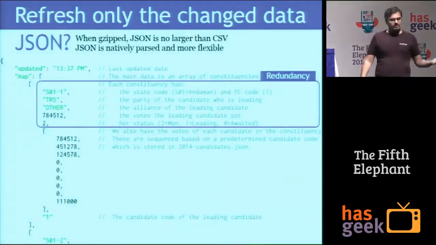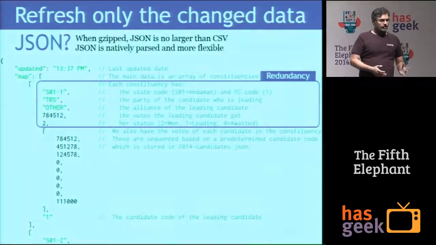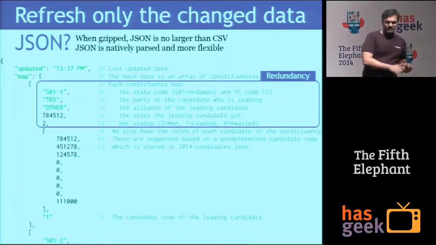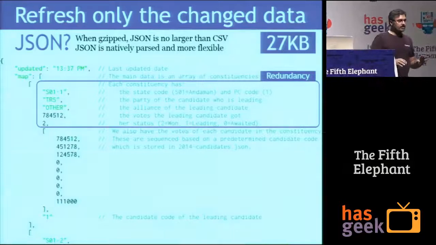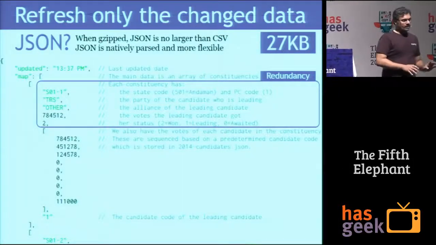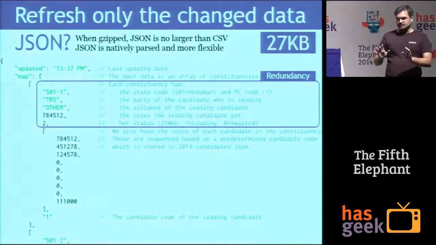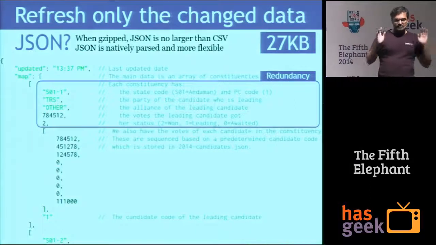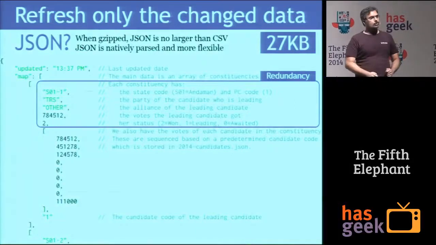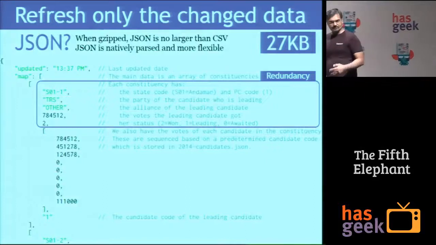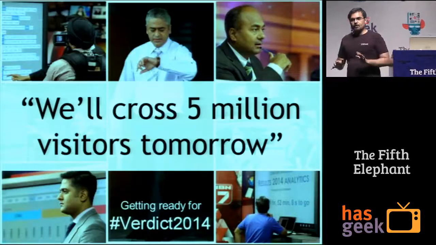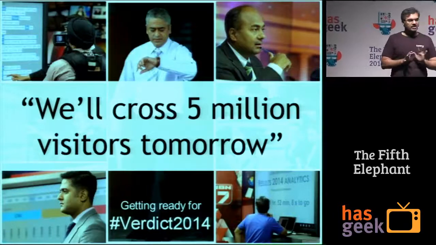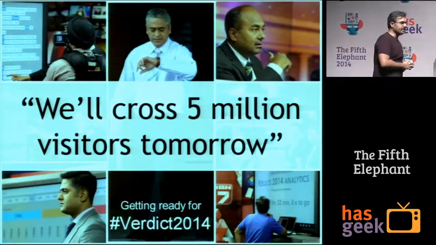And JSON's flexible. I can have hierarchical structures which I cannot have in CSV. So in the vast majority of cases, I normally go for CSV. In this particular case, it was a no-brainer. It had to be JSON. And each of these ended up being a 27K gzipped JSON file. In other words, that's all I need to send down from 1.5 megabytes. That's all I need to send for a person to know who exactly is winning at any point in time, which definitely helped.